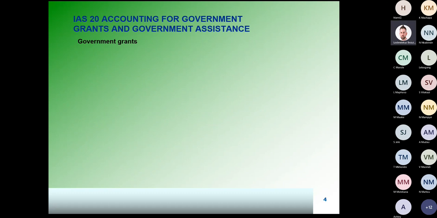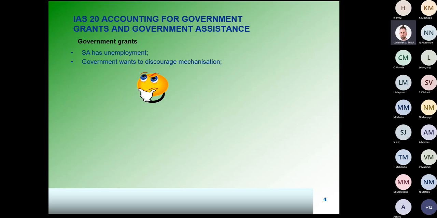Then we have government grants. All right, so government grants was introduced because South Africa has got quite a bit of unemployment and they want to discourage the use of machines, and therefore government provides companies with grants to employ more people instead of buying machines to replace the people, or you buy additional machines to employ more people to operate those.